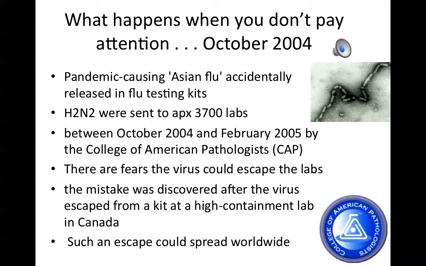They let the College of American Pathologists, or CAP, know about this problem, and the test kits were recalled. The greatest fear was that somehow the virus would escape a laboratory facility. The fact that it didn't escape worldwide was a miracle, perhaps. It did escape a high containment lab in Canada, but was quickly contained, and the worldwide epidemic or pandemic that was so highly feared was prevented.